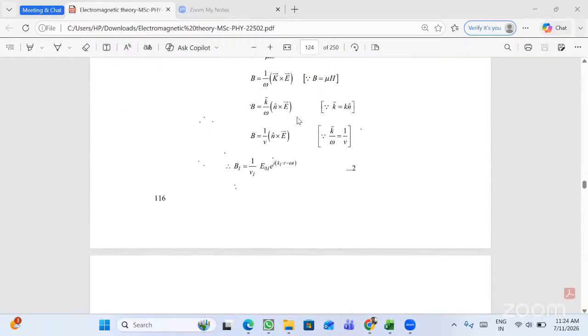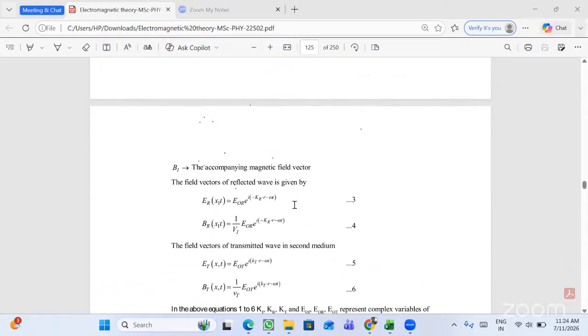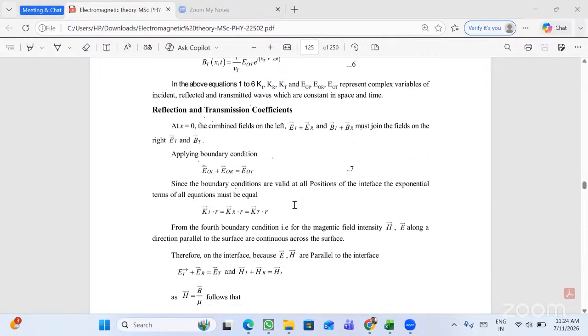So far, whatever we have studied here, we have simply written the equations for the incident wave, reflected wave, as well as the transmitted wave. Now we will see the coefficients, that is the reflection and transmission coefficients. So we know that always the transmitted wave should be equal to the combination of the incident and reflected wave.